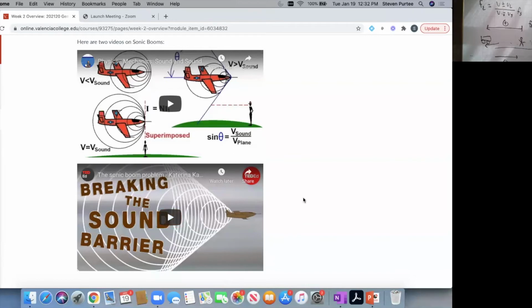Sonic booms happen when you're moving faster than the speed of sound in air. So the waves the plane is creating, planes make noise, right? They have engines. Those sound waves are trying to expand away from the plane, but the plane is moving so fast that the waves in front of the plane get bunched up and create this giant crack. Now, what most people don't realize about shock waves is they're not instantaneous.